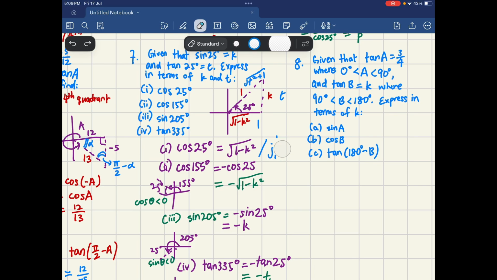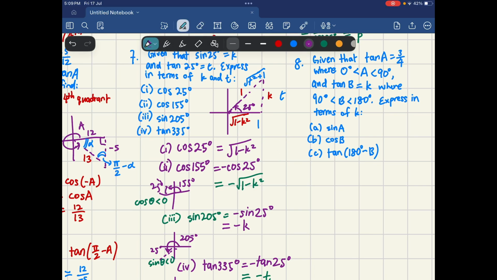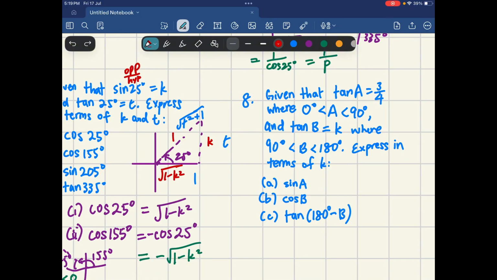And now we're finally on our last question, which is question 8. It states that tangent A is 3 over 4 in the first quadrant, and tangent B equals k in the second quadrant. Now if you know in the second quadrant, tangent is always negative. So we have found out that k is a negative value, and this is especially important. This is a tricky question in this regard.